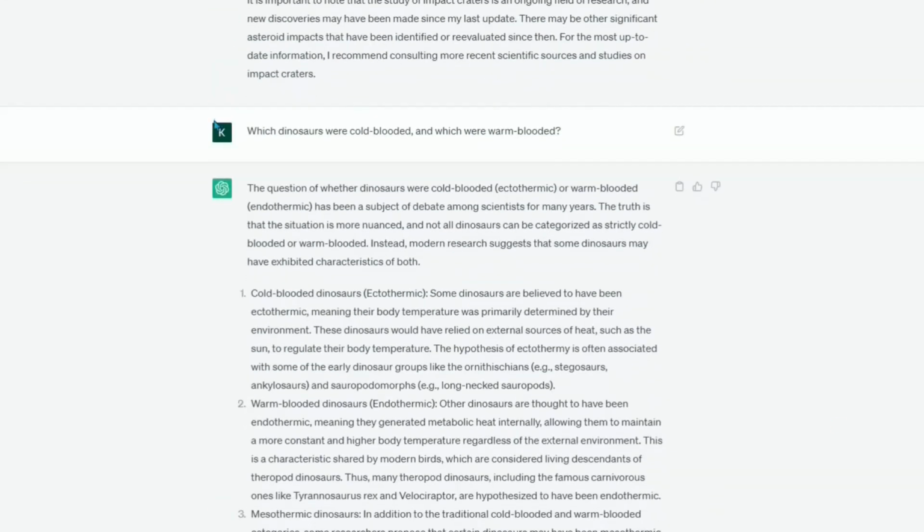Final question. Which dinosaurs were cold-blooded and which were warm-blooded? And the answer here is also quite detailed. Cold-blooded dinosaurs included stegosaurs, ankylosaurs, and sauropods.